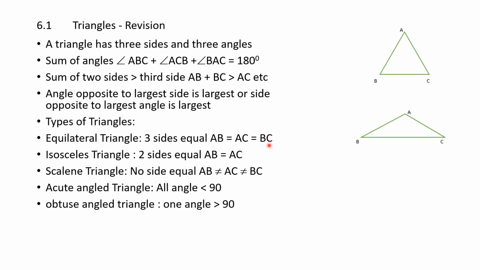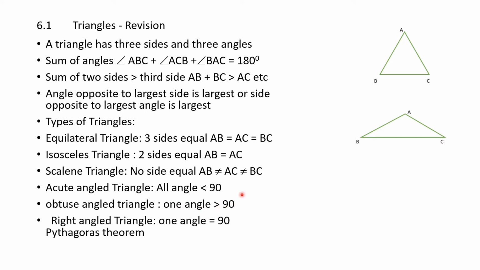Obtuse angle triangle. In an obtuse angle triangle, one angle will be greater than 90 and all others will be less than 90. That is the condition for an obtuse angled triangle. In acute, all angles are less than 90. In obtuse, one angle is greater than 90. Please note.